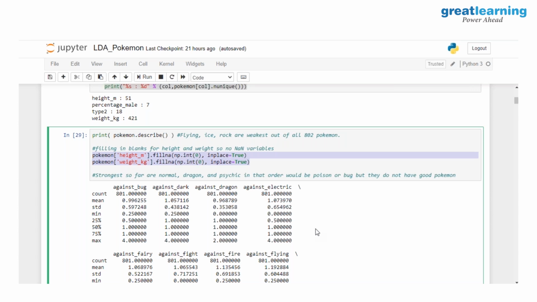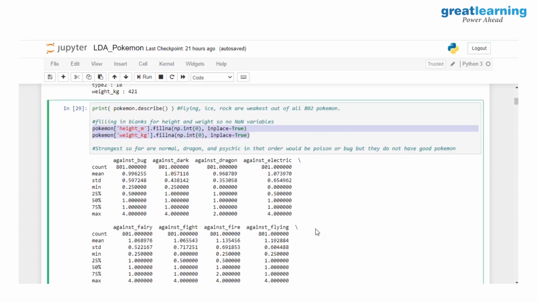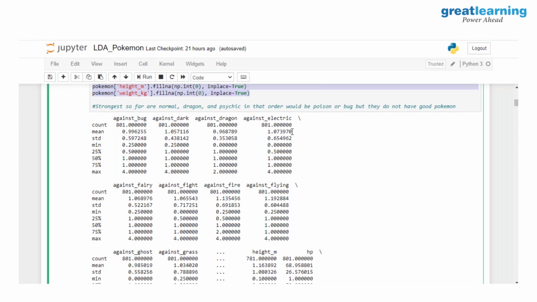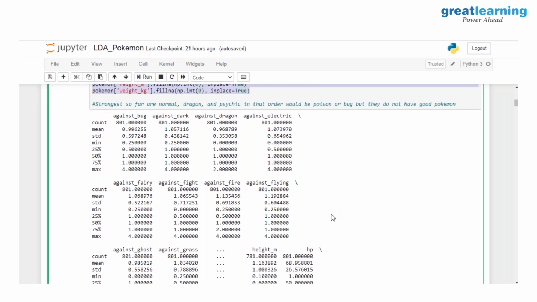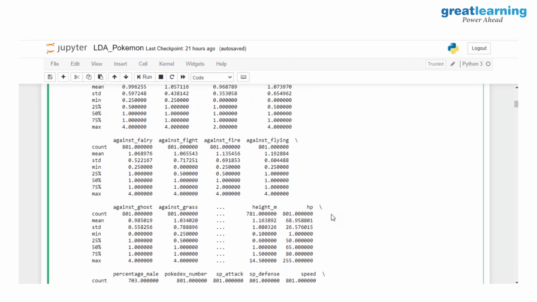Yeah. So the idea was we wanted to describe the variables as much as we can, and you can see the count is of course 801, which is common across all. We got the averages for each of the variables. We got the standard deviation. We started to see what was happening in a good Pokemon versus what was happening in a bad Pokemon. So we were looking at the averages to identify that.